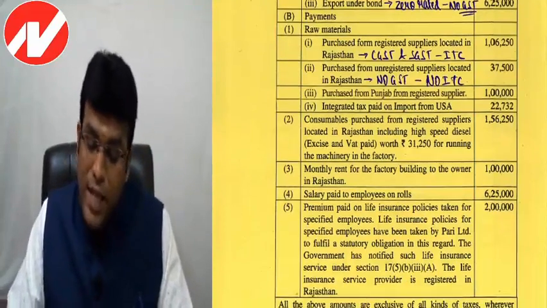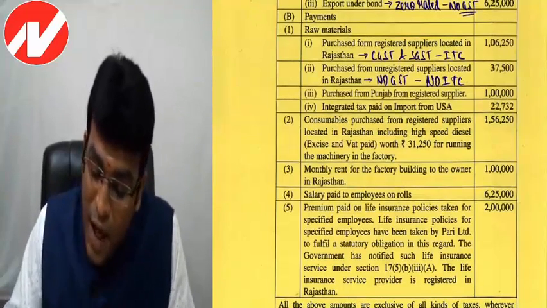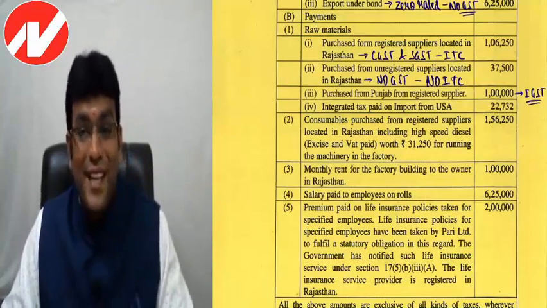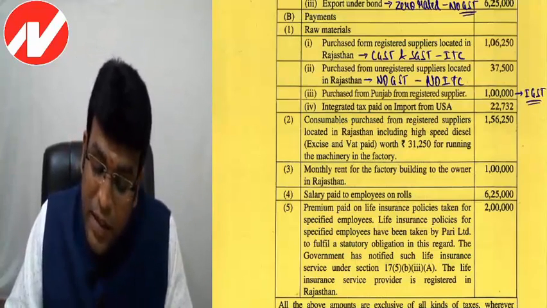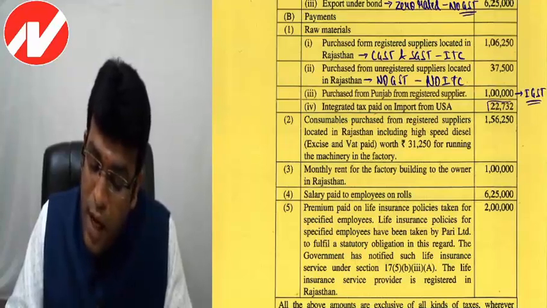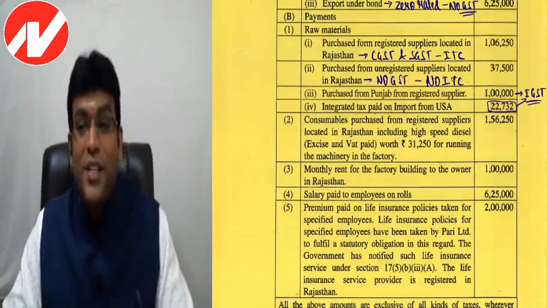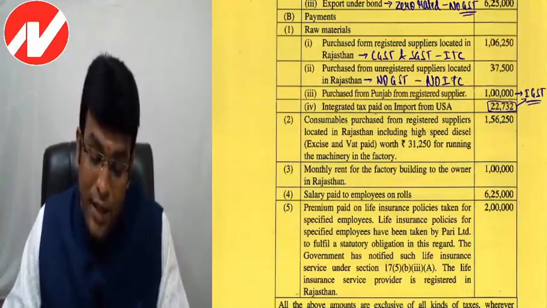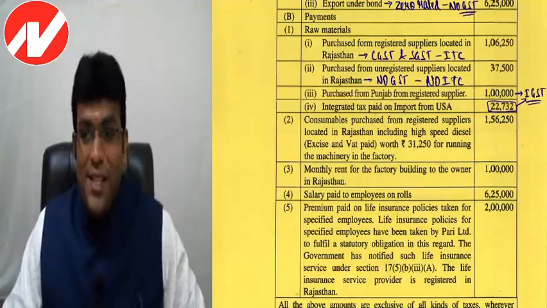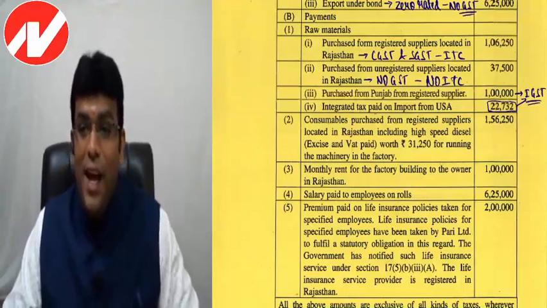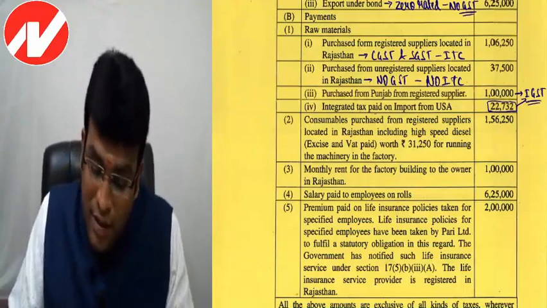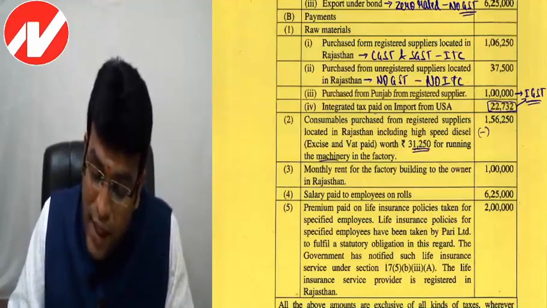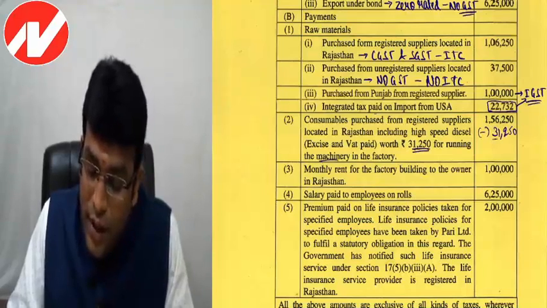Then purchased from Punjab from a registered supplier, on this you will get credit of IGST, my dear friends. Then integrated tax paid on import from USA, this also will take IGST credit, obviously. Then consumables purchased from a registered supplier located in Rajasthan, including high-speed diesel, excise and VAT paid worth 31,000 for running machines in the factory. So from the 156, I'll reduce 31 to 50.